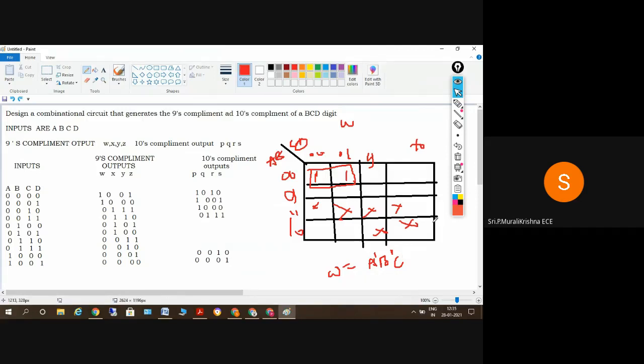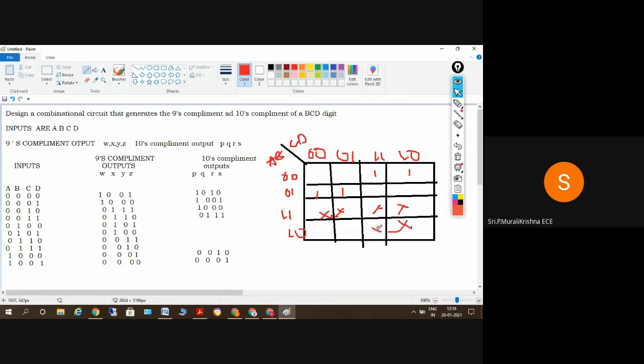Next, we'll see for Y. So we'll see for Y 0 0 0 1. So 1 0 1 1. Okay, so for Y it is 0 1, 2 3 is 1, and 4 5 it's 1. Okay, and the remaining, so 9 10 11 13 14 15 are don't cares.